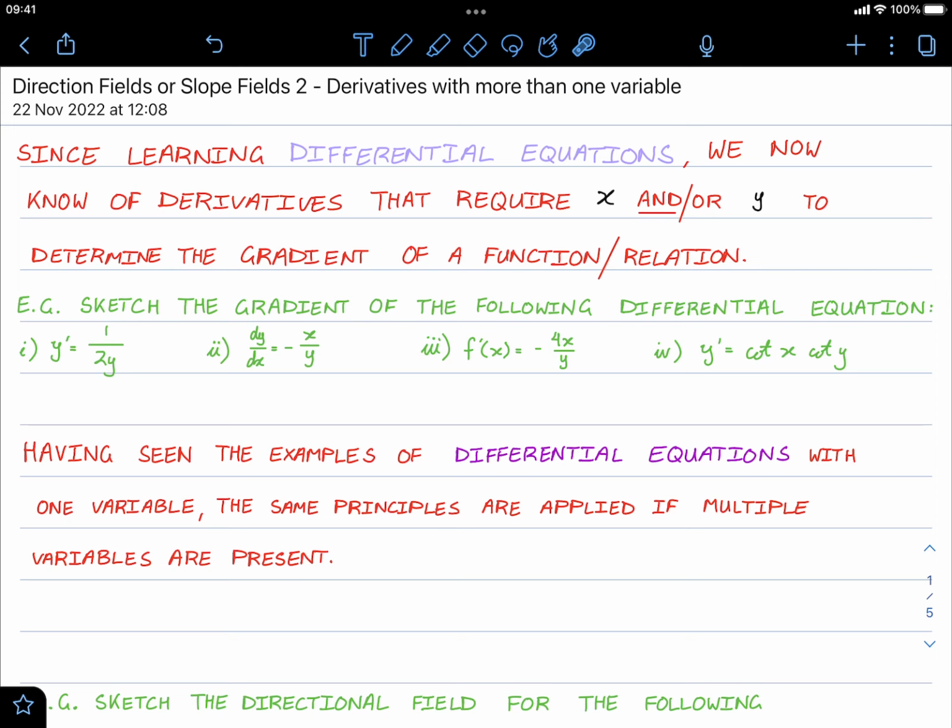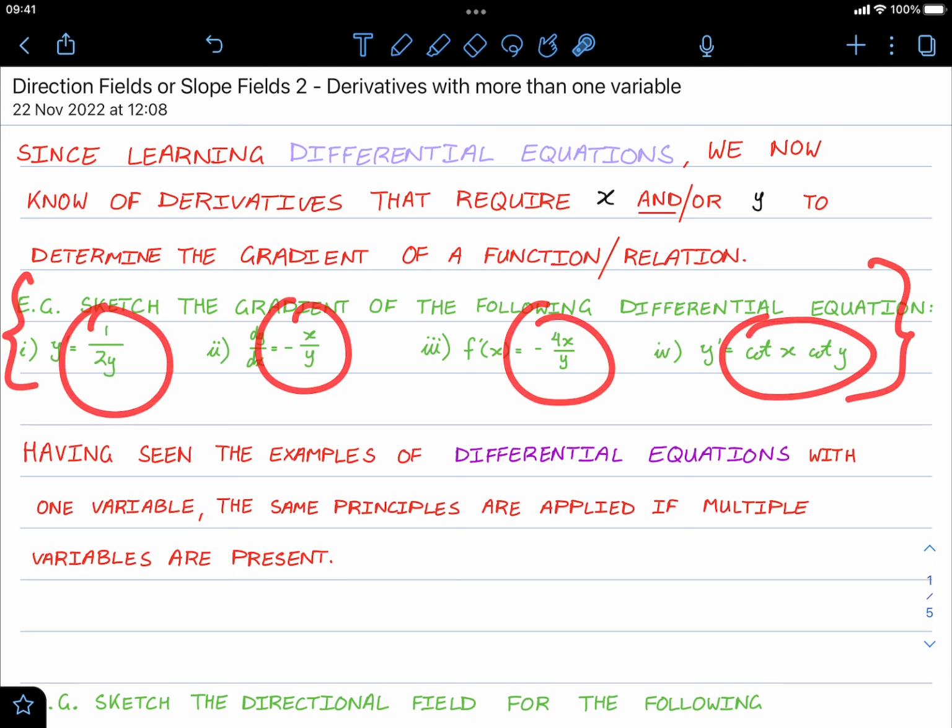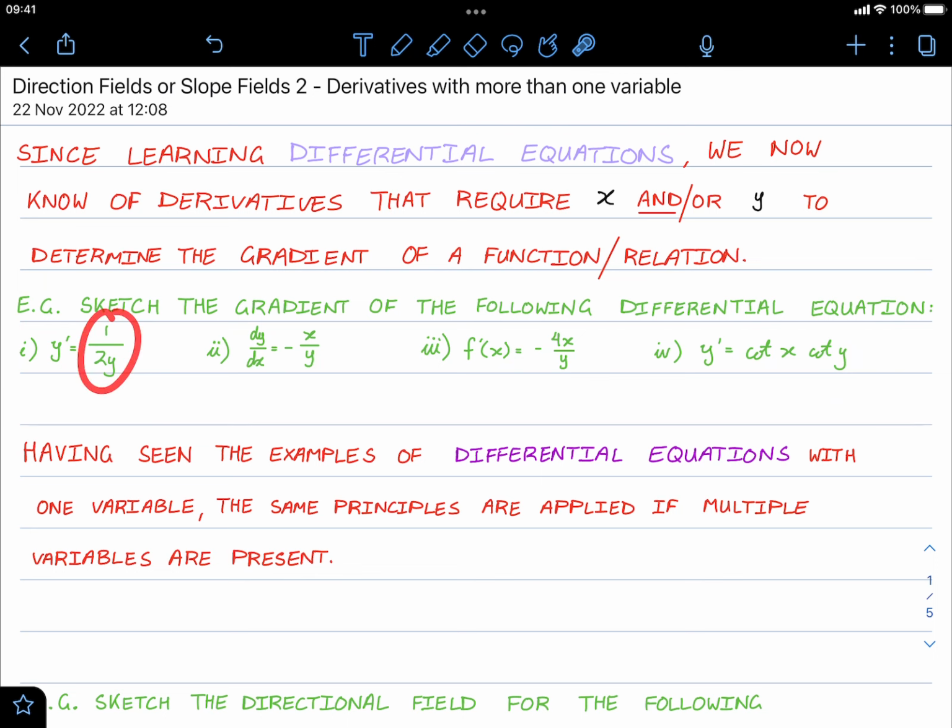Since learning the topic on differential equations, we now know of derivatives that require x and or y to determine the gradient of a function or a relation, such as these that we've seen before. Notice how with this, we have a variable of y, and these three have variables of x and y.